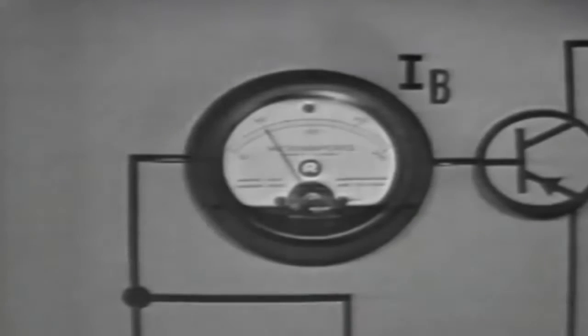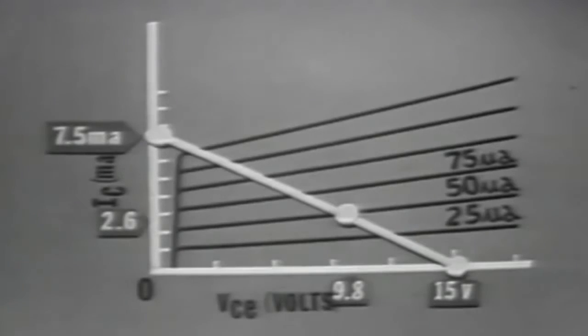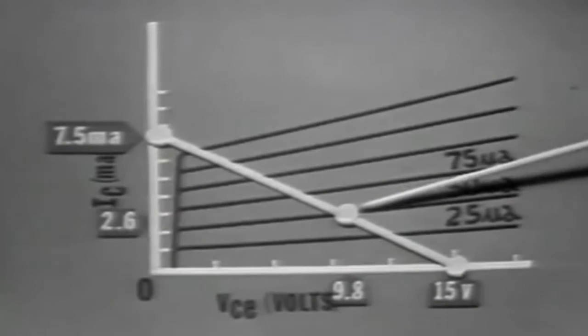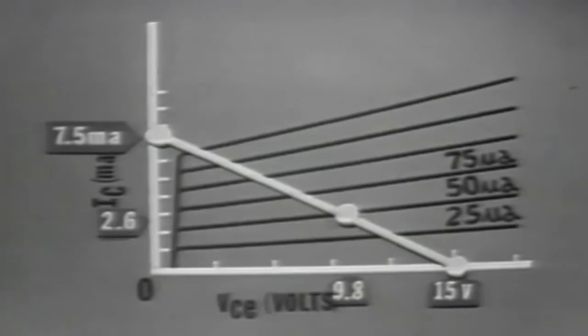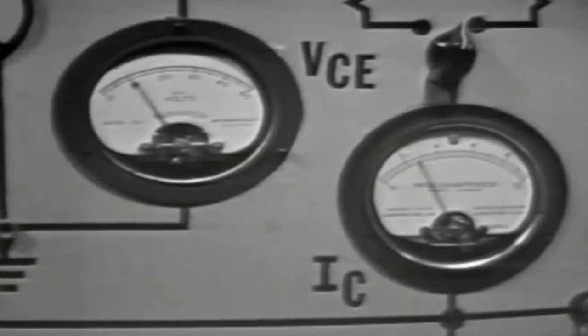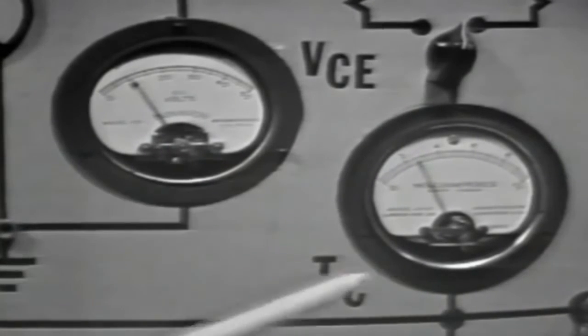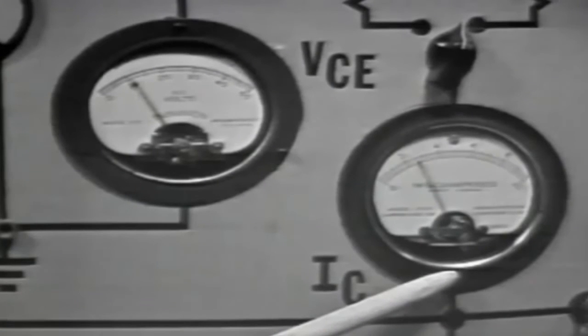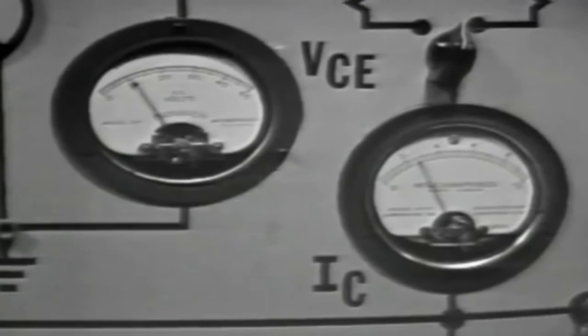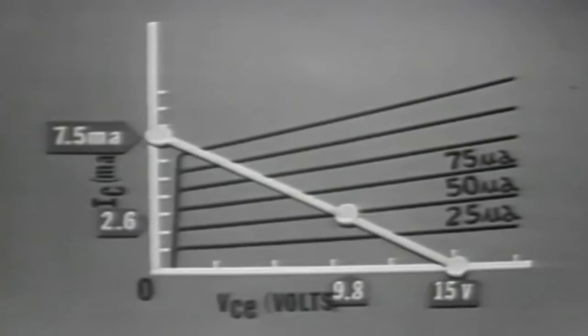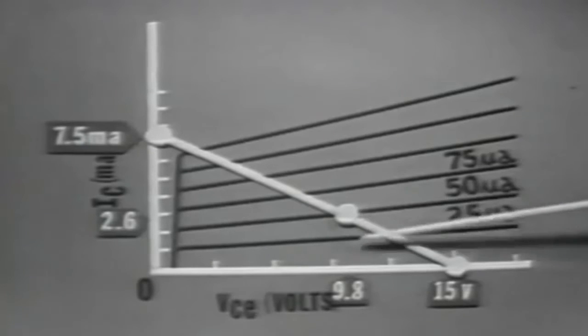The base current meter is reading 50 microamps. On this graph, 50 microamps intersects the load line here. This is the operating point for this circuit. With a base current of 50 microamps, the collector to emitter voltmeter reads 9.8 volts, and the collector current meter reads 2.6 milliamps. This is the current and voltage relationship of the transistor at the operating point. The actual circuit agrees with the curved values.